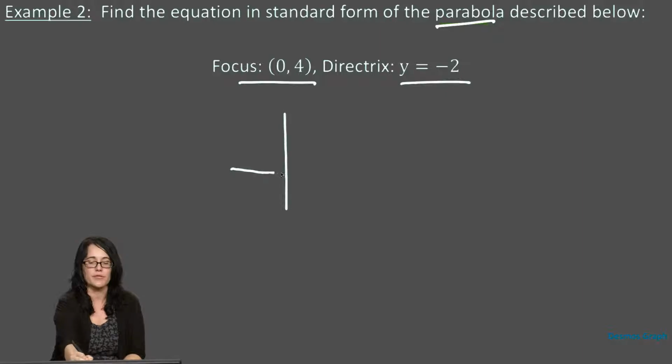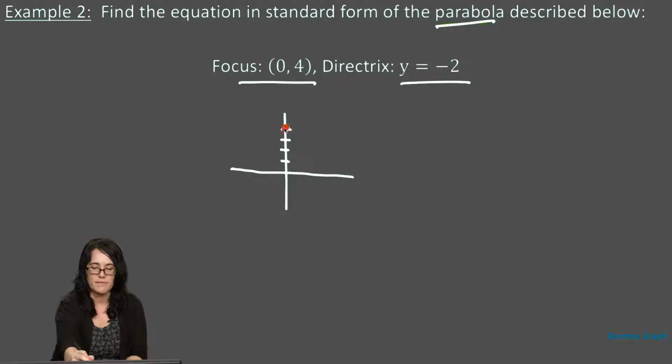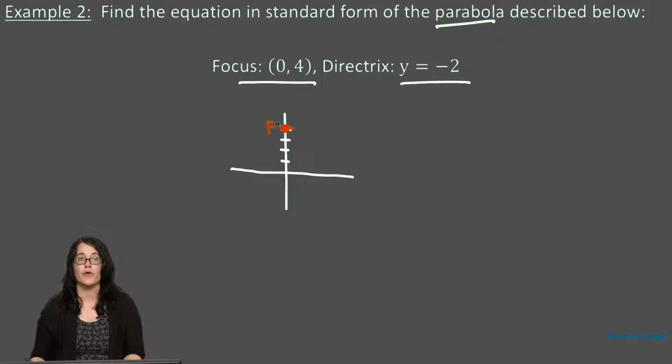So if you were to draw a little sketch, 0, 4 would be somewhere up here on the y-axis. There's my focus at 0, 4. But my directrix is the line y equals -2. This is the part where you really have to make sure you're not too sleepy when you're doing your homework.